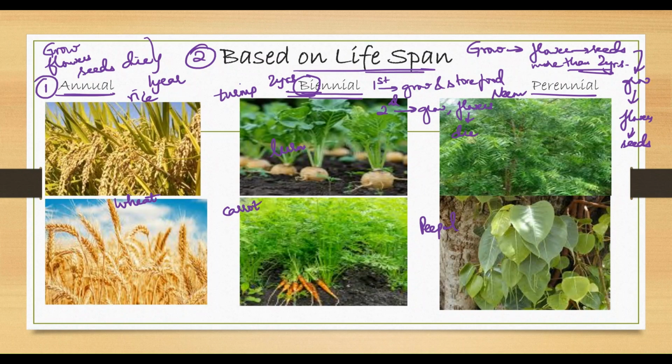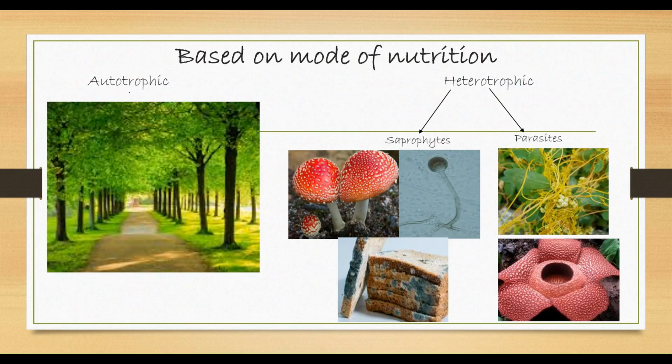So basically, based on the lifespan of the plant, plants can be classified into annual, which complete their life cycle within a year; biennial, which complete their life cycle in 2 years. In the first year, storage of food takes place, and in the second year, flowers are produced and the seeds are set, and finally the plant dies. Perennial, more than 2 years, and till their death, the production of fruits and seeds is continued. Okay, this is based on lifespan.